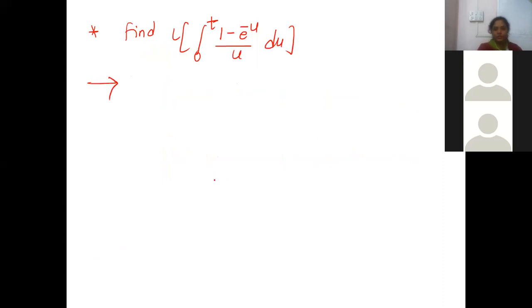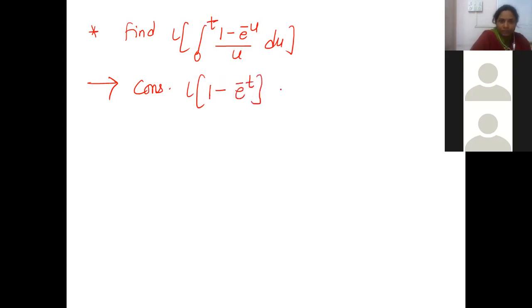Think for some time and tell me what you are going to do. How will you solve? Consider Laplace of 1 minus e to the minus u. Then apply the derivative property and then the integral. Very good. But instead you should consider t. So you are considering Laplace of 1 minus e raised to minus t.